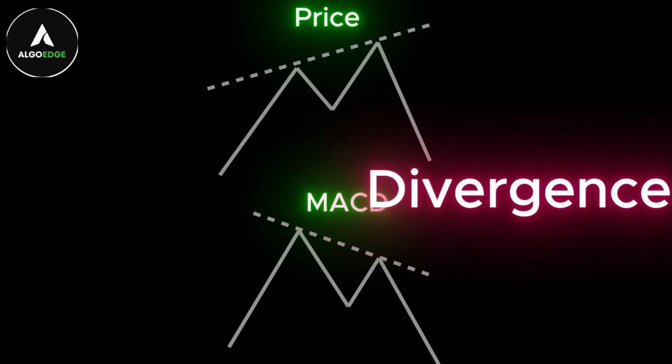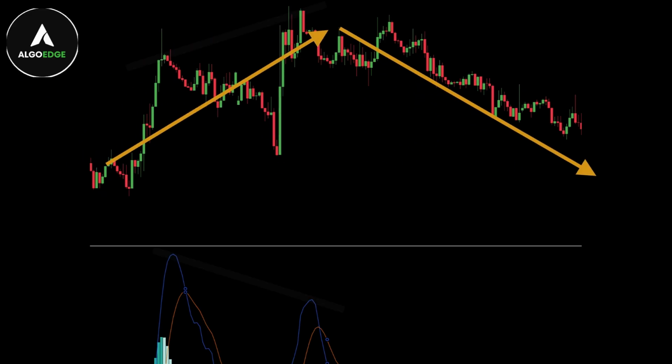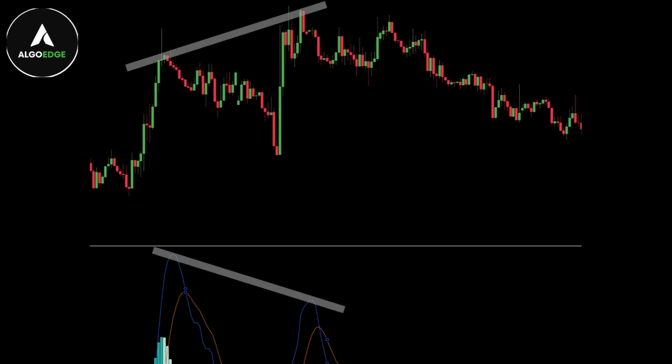Now, let's take a look at this on the chart. Once again, the price creates a higher high, while the MACD indicator creates a lower high. This divergence signals weakening momentum and can often lead to a trend reversal. Now, from a price action perspective, what does divergence in an uptrend actually tell us?